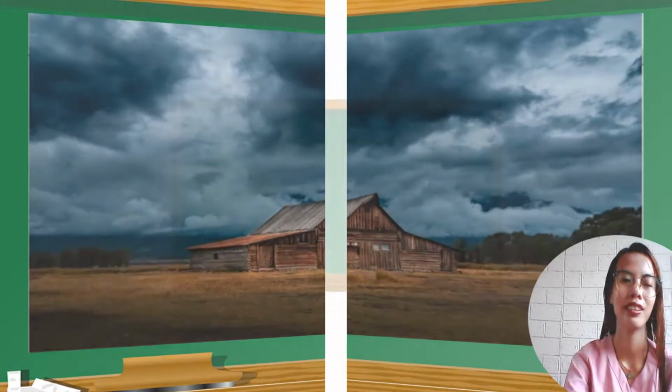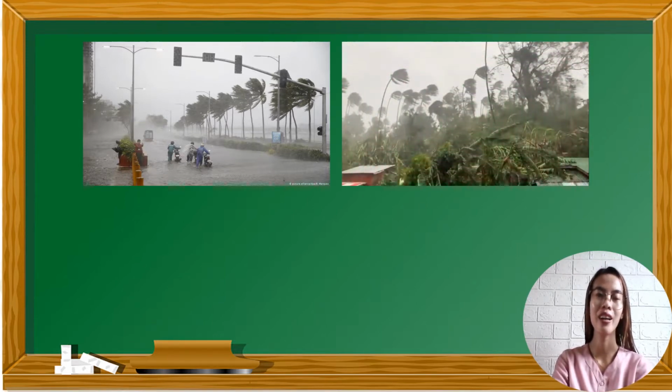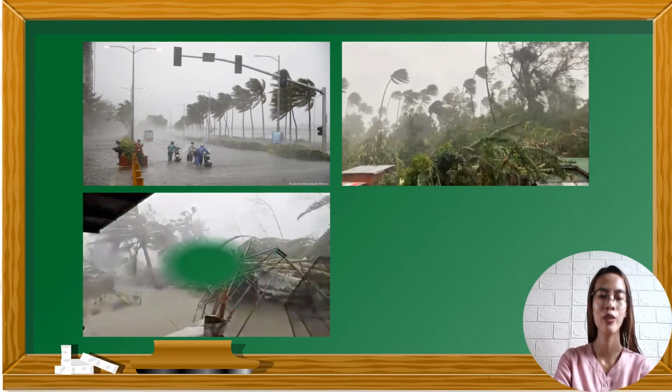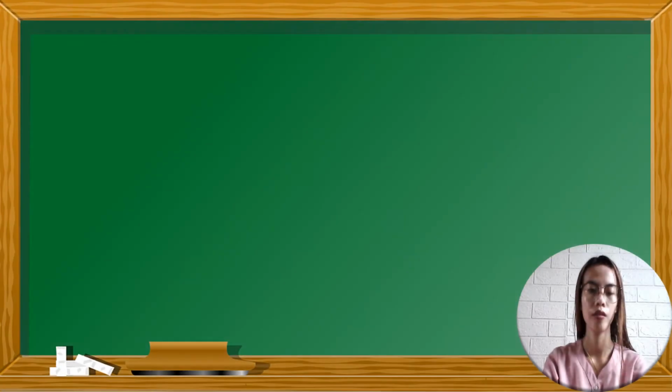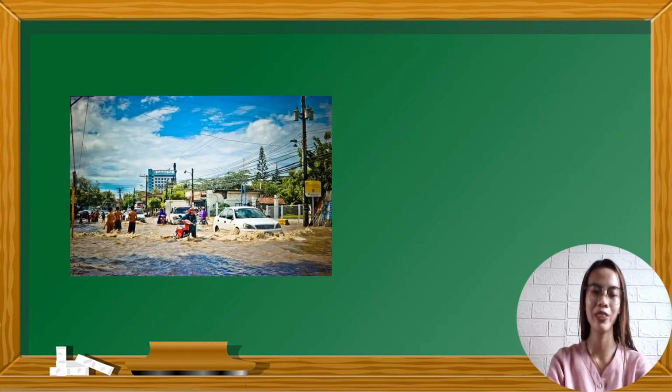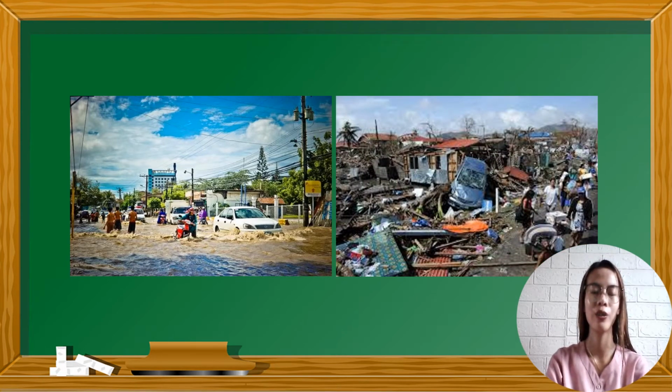Okay, very good. So the sky is cloudy. So there are heavy rains that result in flash floods. Next. There are some uprooted trees. How about the next one? We have strong winds. And then the next one, there is a landslide. So how about this? What can you say in this picture? So the sky is clear and there is a flash flood. How about this picture, or the last picture? Okay, very good. So the houses are severely destroyed.